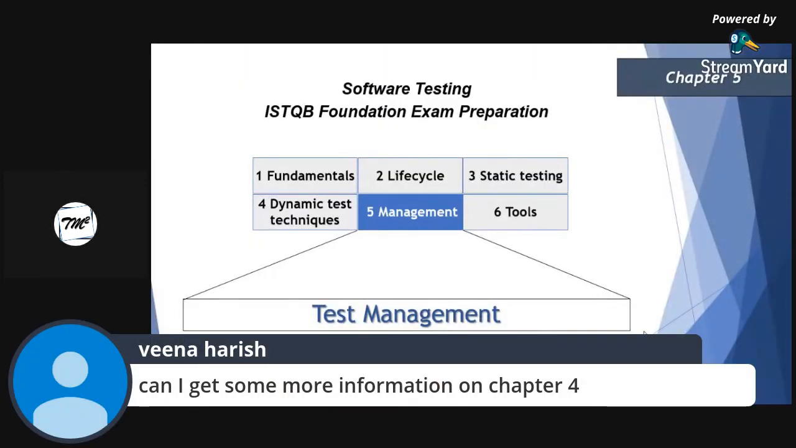So Veena is asking, can I get some more information on chapter 4? Yeah, tell me specifically which technique you are looking at?